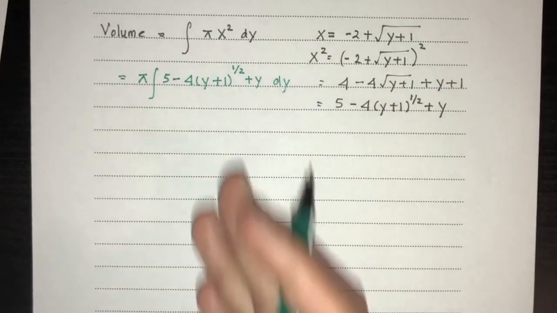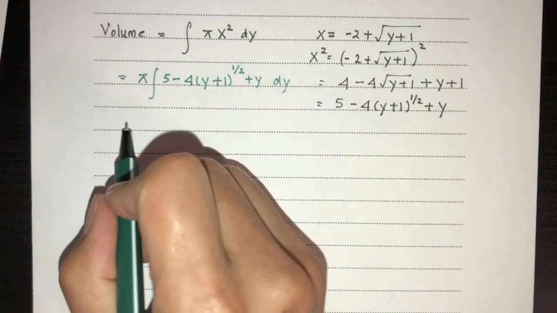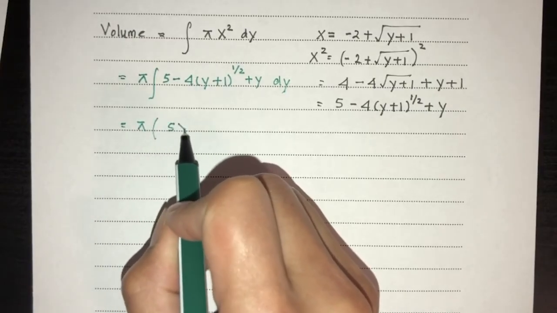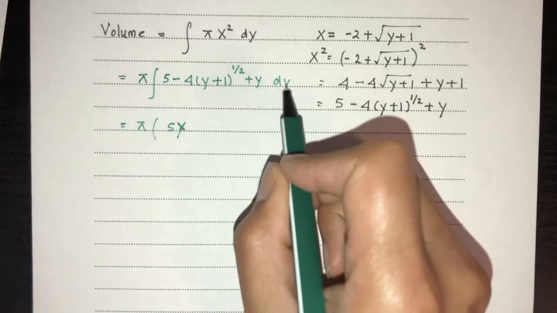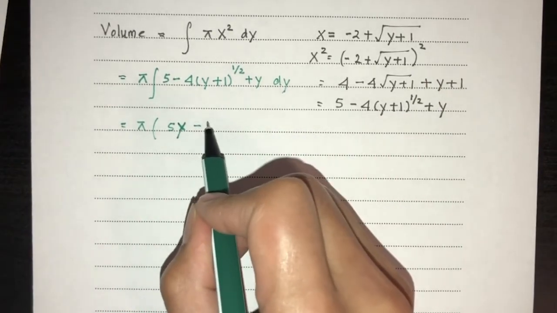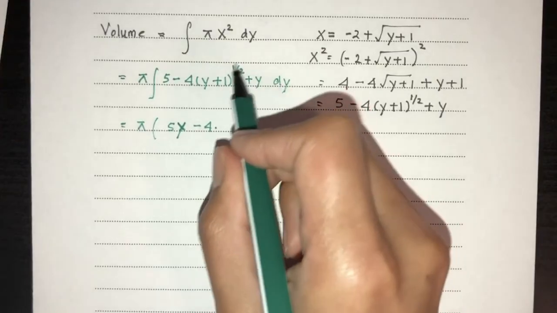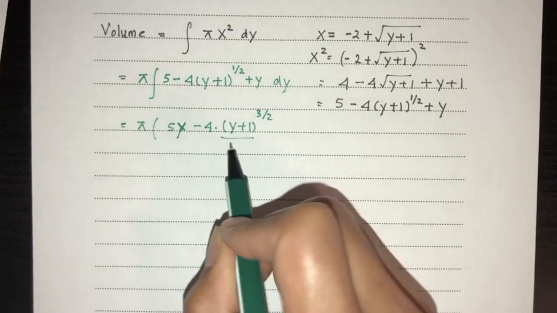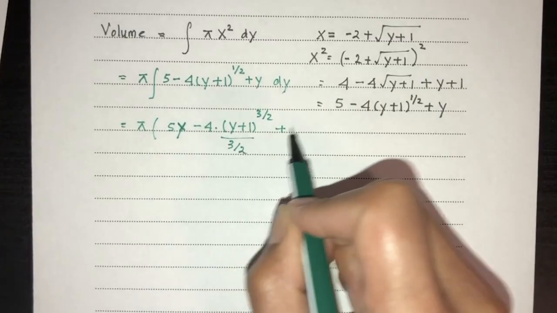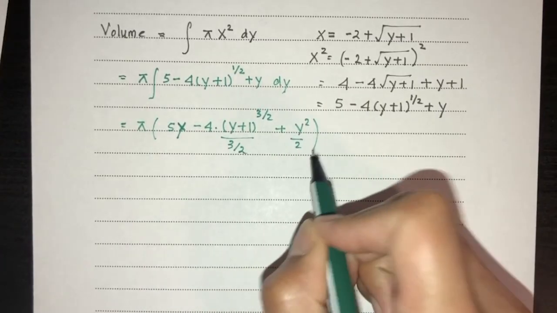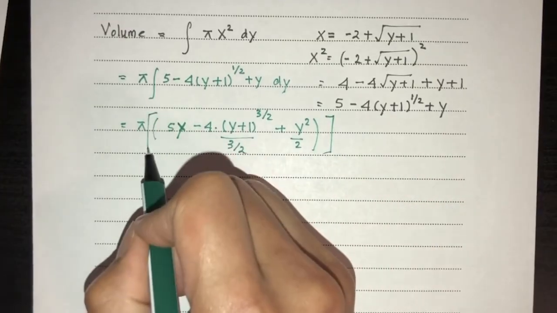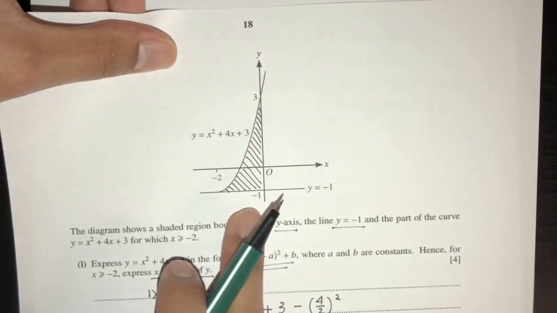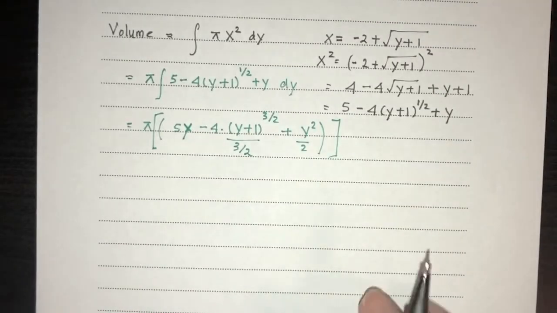Now let's try to integrate this. Pi is pi, so 5 will become 5y because it is dy. So 5y minus 4, which is only a multiple. For the power, we have to increase the power by 1 first. You will have 3 over 2, divided by 3 over 2. Then plus y squared over 2. That is between the limits, you have to look at your graph. You will see that the limits are between 3 and minus 1. So that is your limits for this integration.